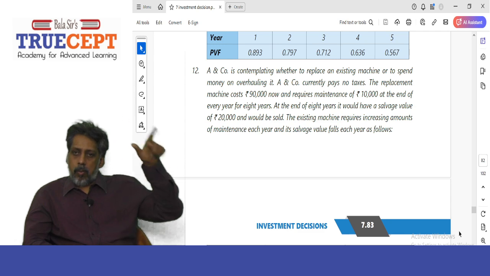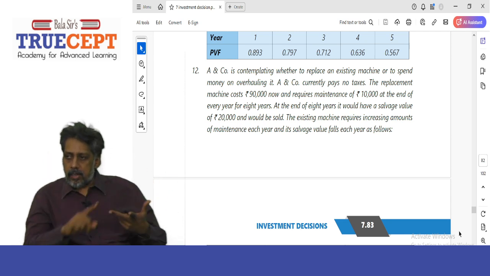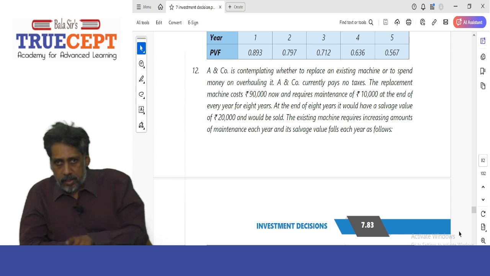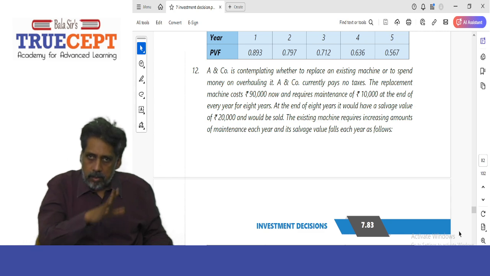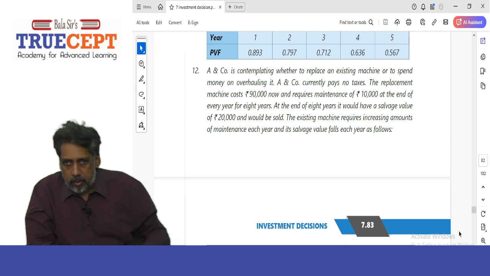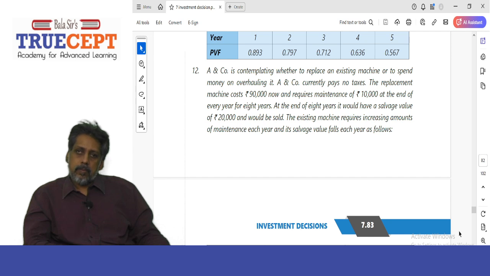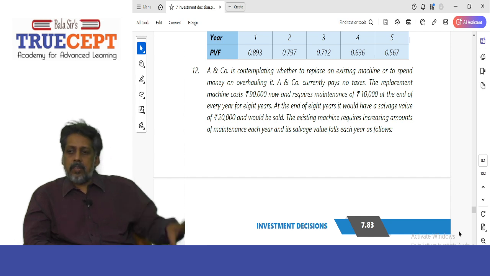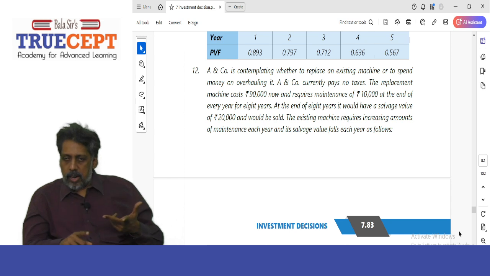That means that this new machine will last for how many years? 8 years. And you have to spend rupees 10,000 on maintenance of this new machine for each of the next 8 years. That is a cost to be incurred on the new machine, right? Rupees 10,000 per annum for the next 8 years. Next, at the end of 8 years, it would have a salvage value of 20,000 rupees and would be sold. That means after 8 years, this new machine can be sold for rupees 20,000. That is the salvage value of this machine after 8 years.